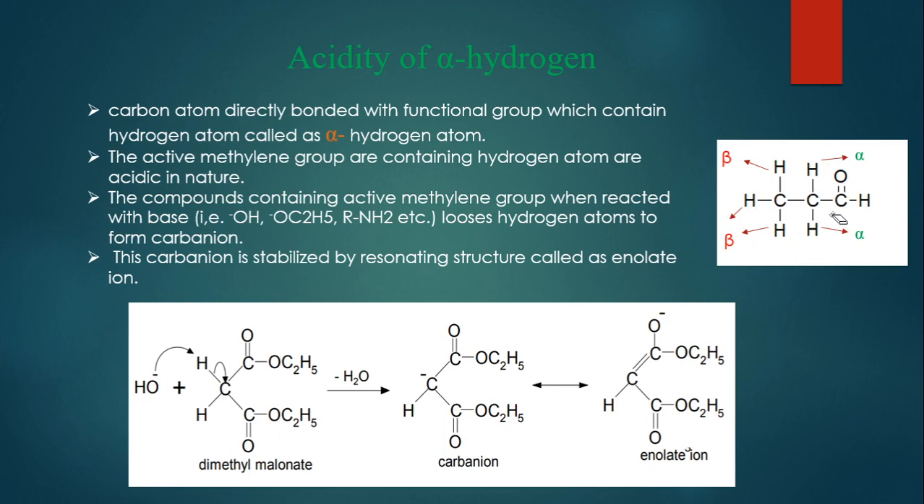Okay, you will know the concept of what the alpha hydrogen atom is. Any carbon that is directly attached to a functional group, and the hydrogen atom directly attached to that carbon, we call the alpha hydrogen atom, and this is the alpha carbon atom.